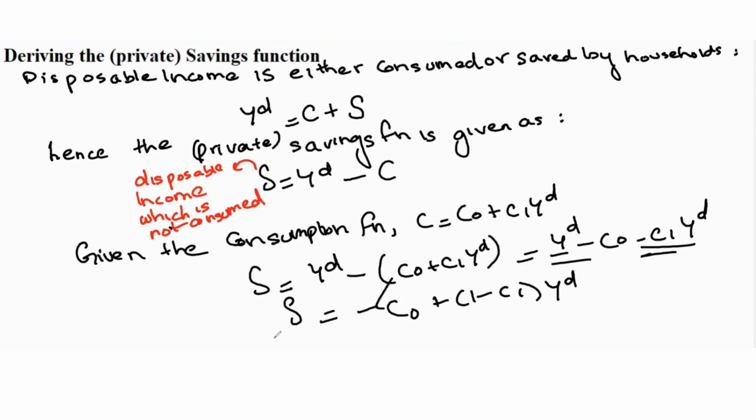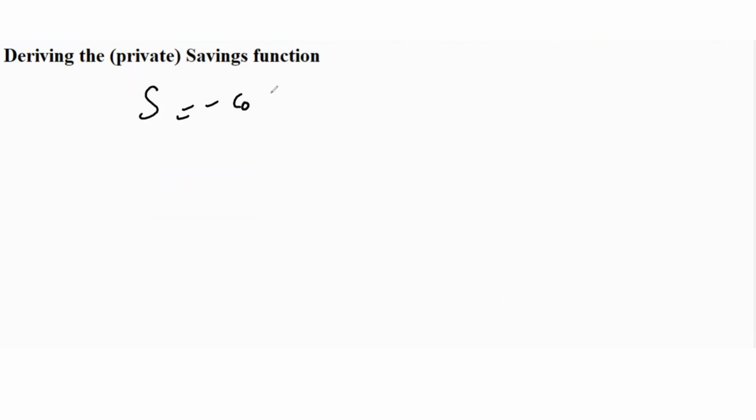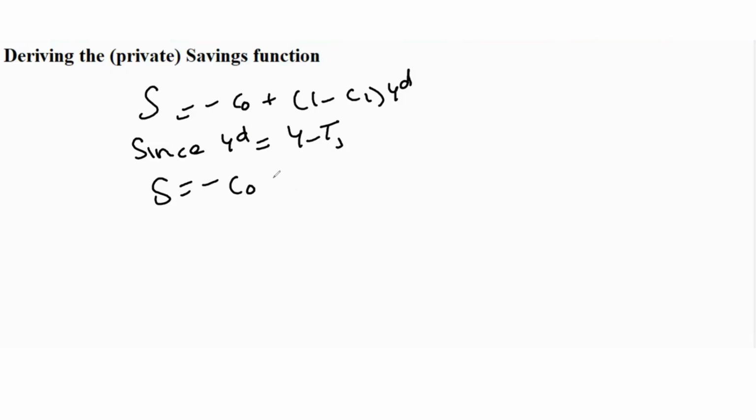I can also write it as a function of Y minus T. So this is in terms of YD. This we found, right? S is equal to minus C naught plus 1 minus C1 YD. Now, since YD is equal to Y minus T, because disposable income is income minus taxes, we can also write our saving function as a function of Y if we want. So this is Y minus T.